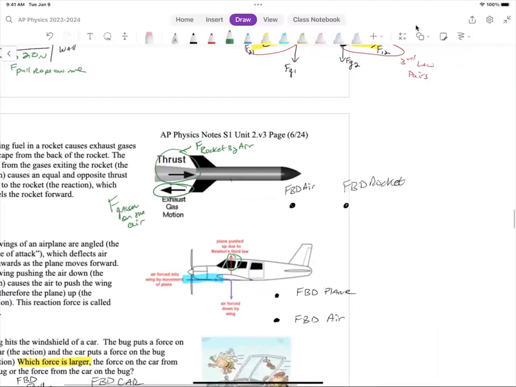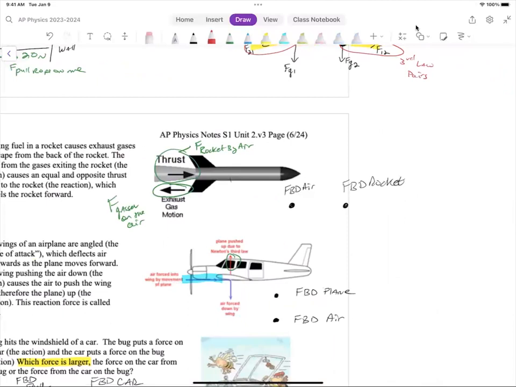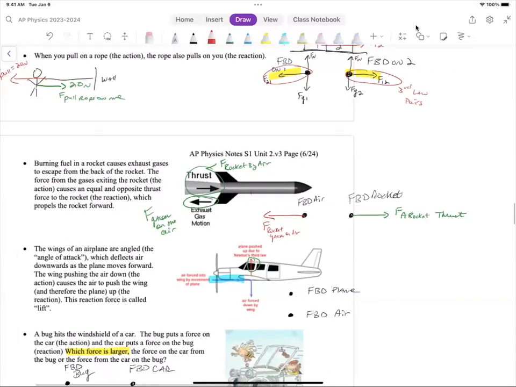So if I wanted to draw a free body diagram, I could say, this is the force from the air particles on the rocket. That's the thrust. And what do I say? Newton's third law. Well, this is the force of the rocket gases on the air. And that is the third law pair. They are equal in magnitude, opposite direction.